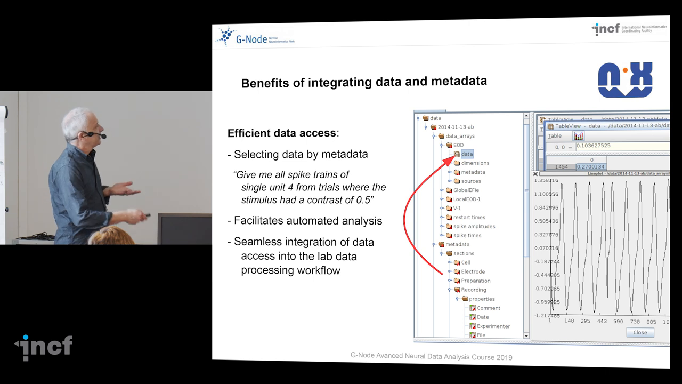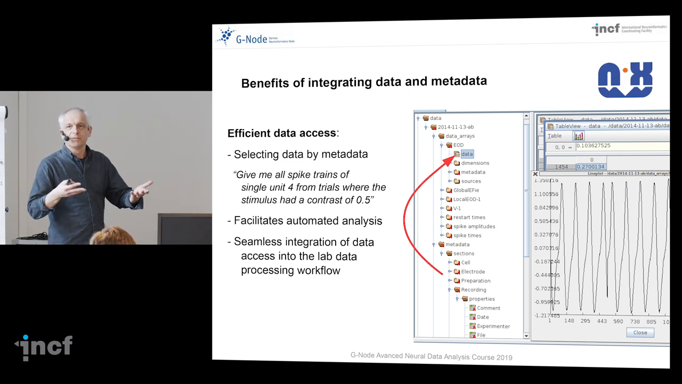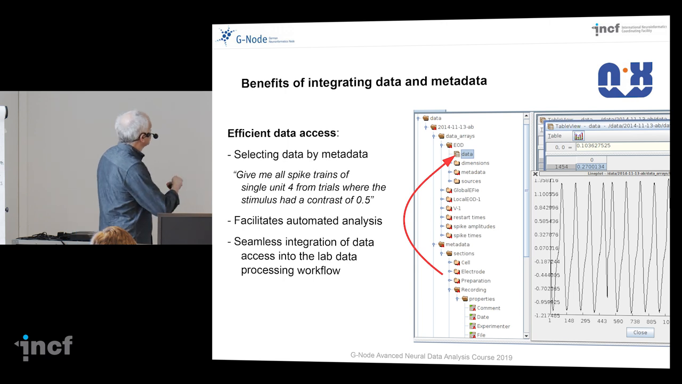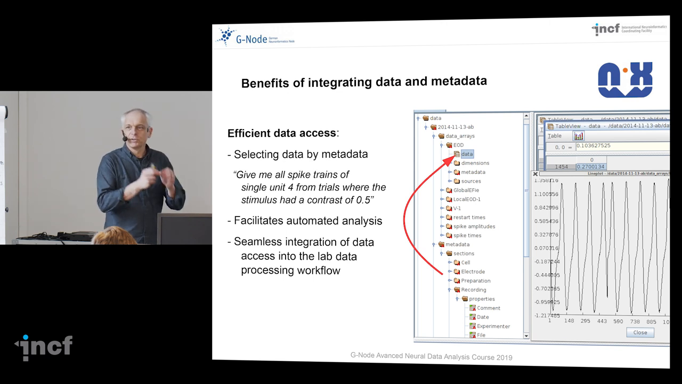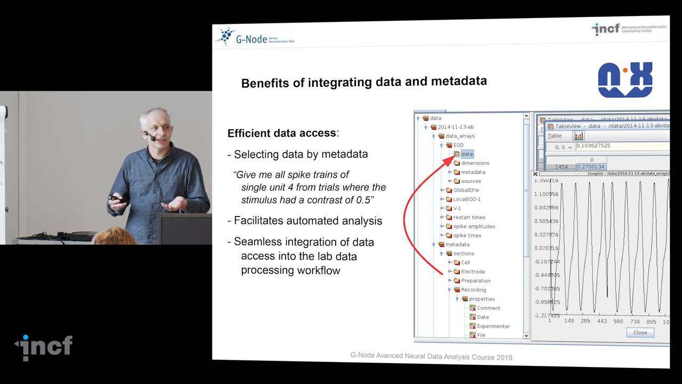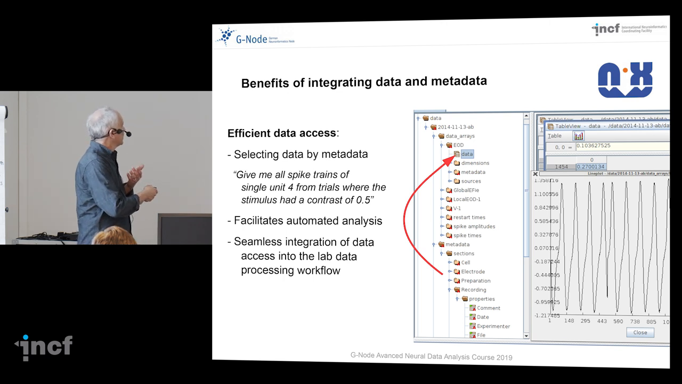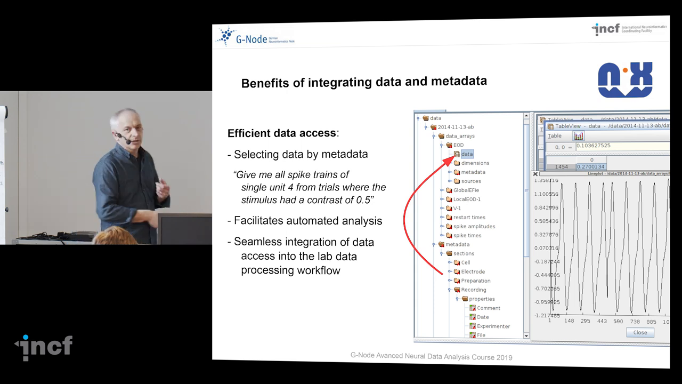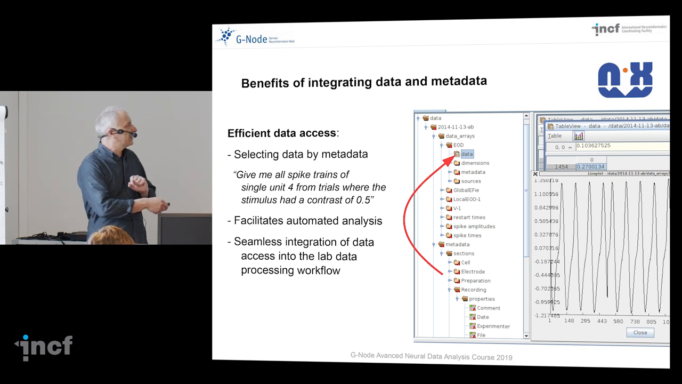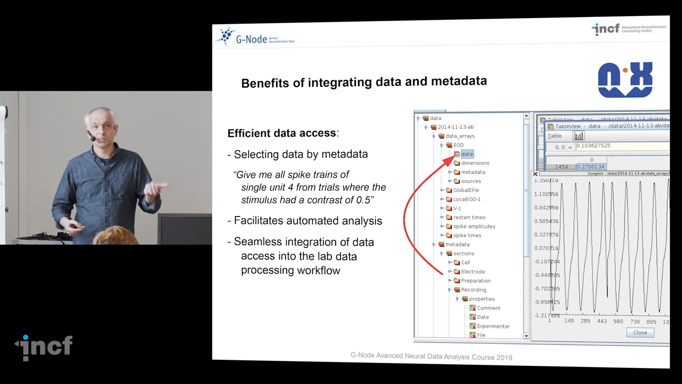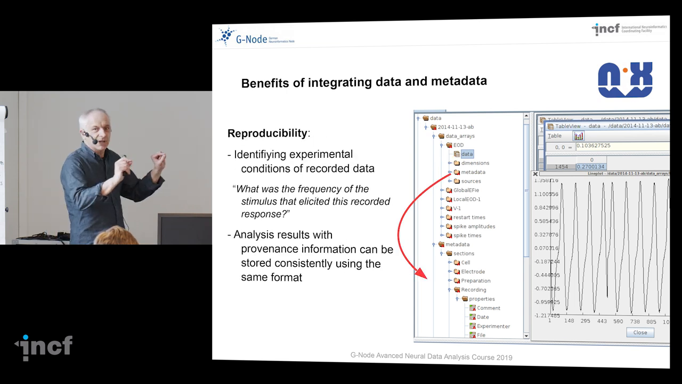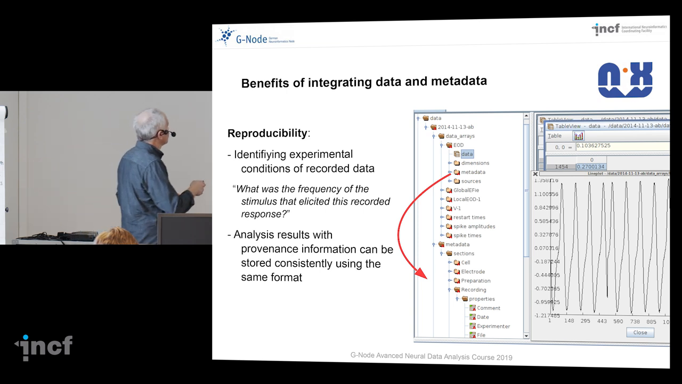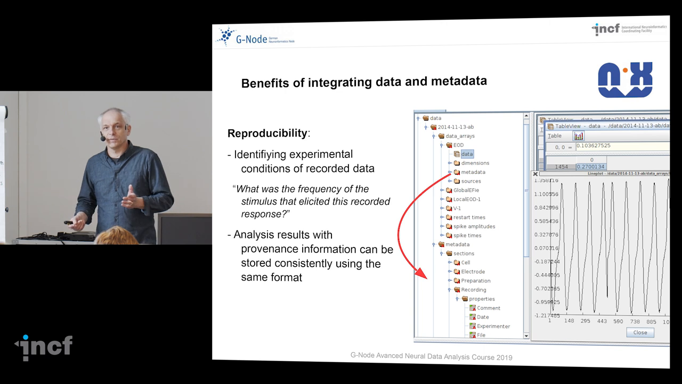So the benefit of having data and metadata in a common format with meaningful links between them is that, for example, you can find specific data traces that correspond to certain metadata. So if you say, okay, I want all the spike trains from a certain unit that I recorded from under certain conditions, then you can find out which of the data arrays in your file correspond to that, because you have the links between the data and the metadata. And you can also go the other way around. You can say, okay, if you find a data trace that looks interesting, what were the experimental conditions for that?